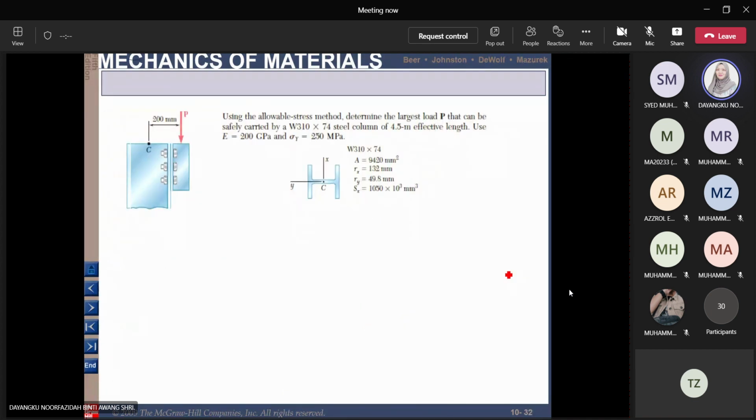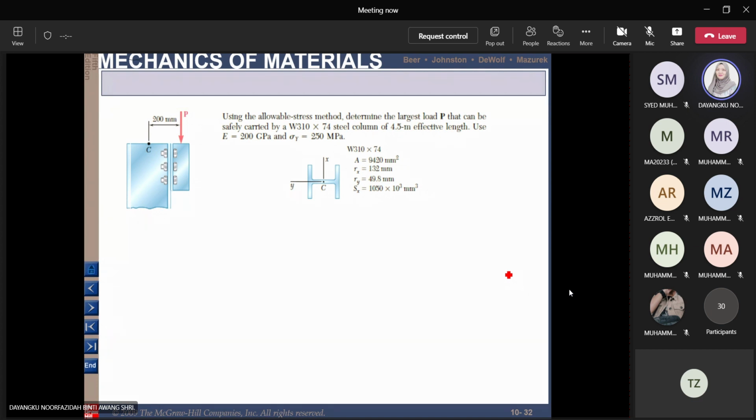So the question is asking you to use the allowable stress method to determine the largest load P that can be safely carried by the W310 column. The values for the W310 are given there. So you have your A, Rx, Ry, Sx, all given to you. S is just I over C, so you can get it from there.